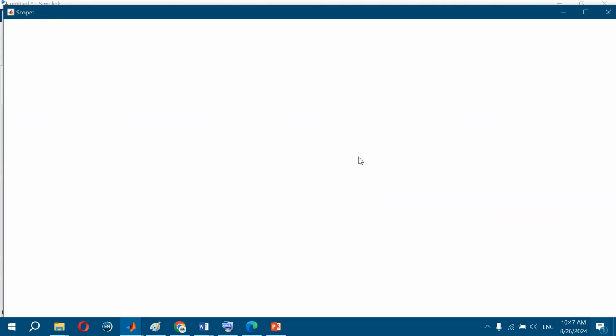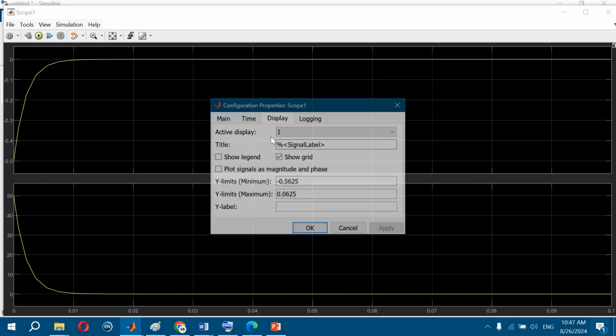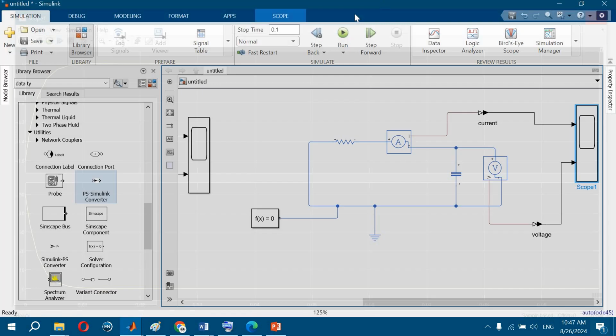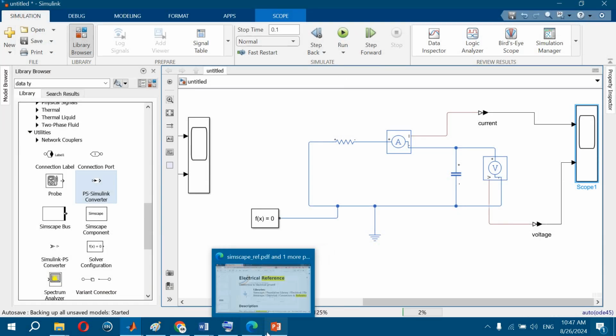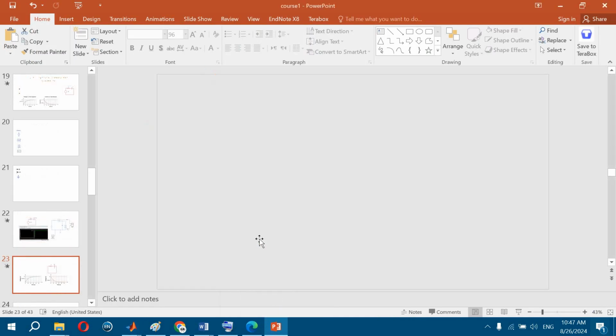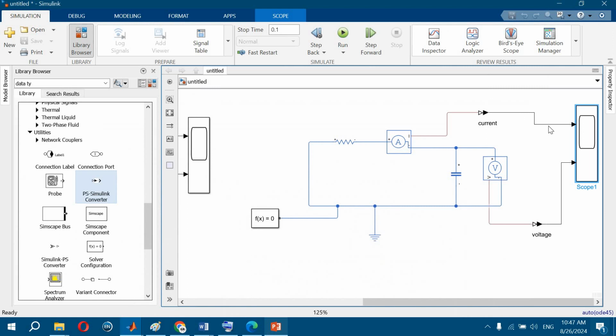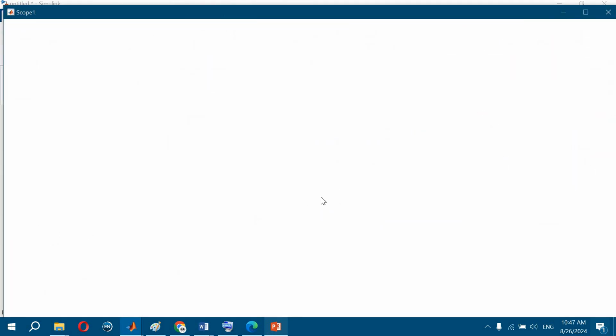Okay. When you compare these with the slides, you can find them like each other. They are similar.